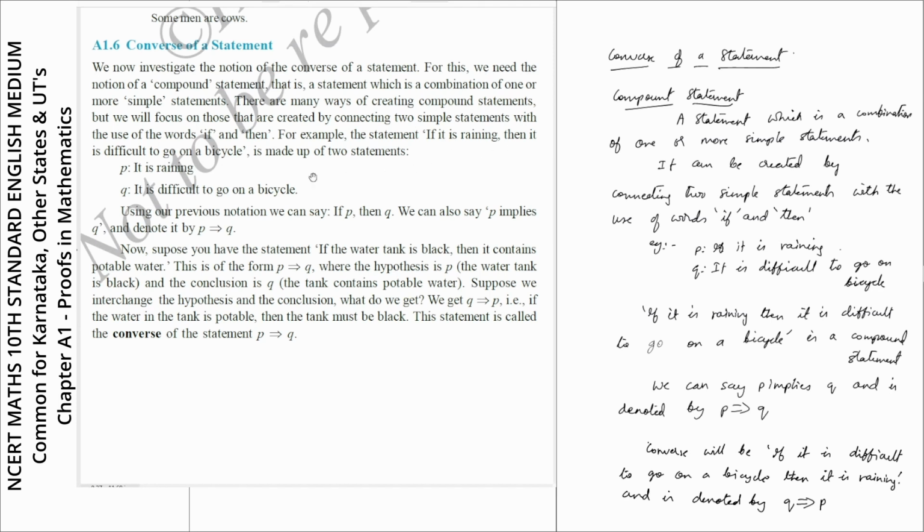Now this new statement so formed is called a compound statement. There are many ways to form a compound statement, but most commonly a compound statement is formed by joining two statements using the words if and then. And now this compound statement is represented by P implies Q. Now we can write the converse of a compound statement also, and that is denoted by Q implies P. You can see here where I have written. Now the converse of this compound statement will be if it is difficult to go on a bicycle, then it is raining.